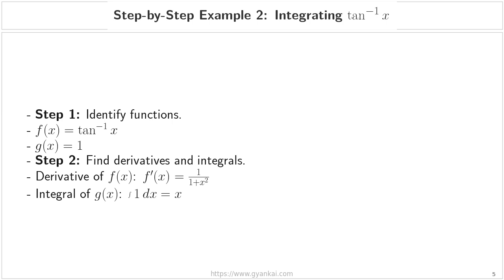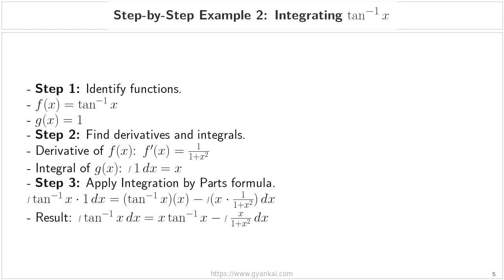Step 2, find derivatives and integrals. Now, let's find the derivative of f of x and the integral of g of x. The derivative of arctan of x is 1 over 1 plus x squared, and the integral of 1 with respect to x is simply x. Keep these results in mind, as they'll be crucial in the next step.